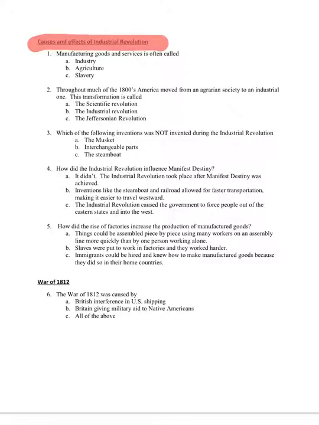Number 3, which of the following inventions was not invented during the Industrial Revolution? So while you're reading it, you're going to think about which one of the inventions they did not make during the Industrial Revolution. Is it A, the musket, B, interchangeable parts, or C, the steamboat?